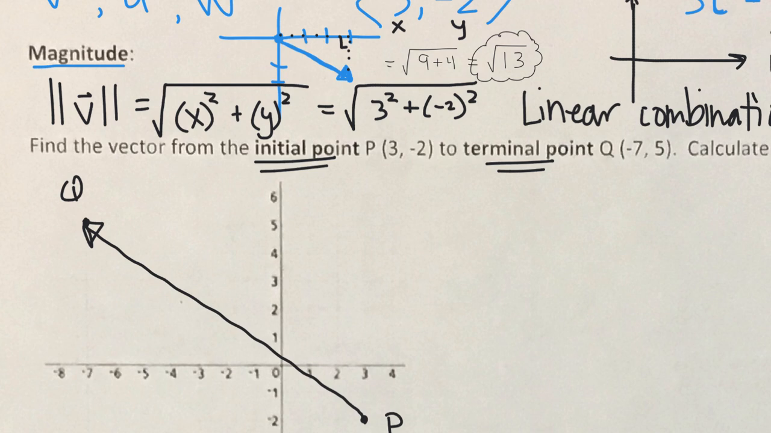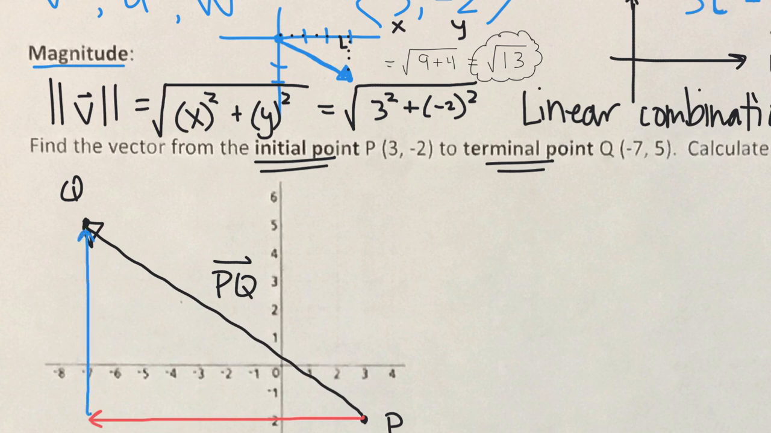So in order to figure out what that vector is, it says find the vector. Let's just call this vector V for fun. Nope, we're not going to call it V. We're going to call it PQ. Starts at P, goes in the direction of Q. We're going to create a right triangle. So we just go horizontally until we are underneath that point, and then we go vertically until we run into that point.